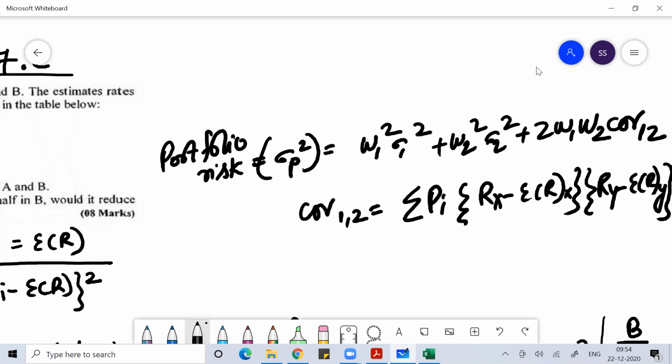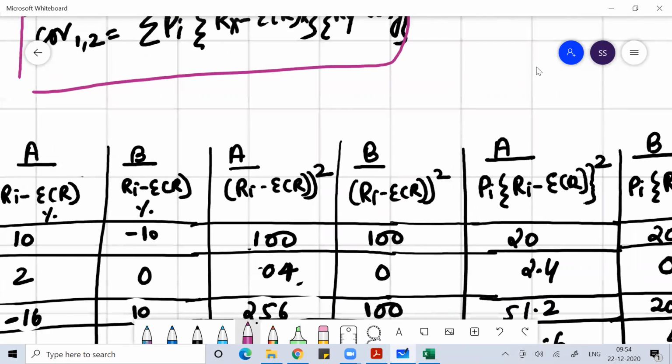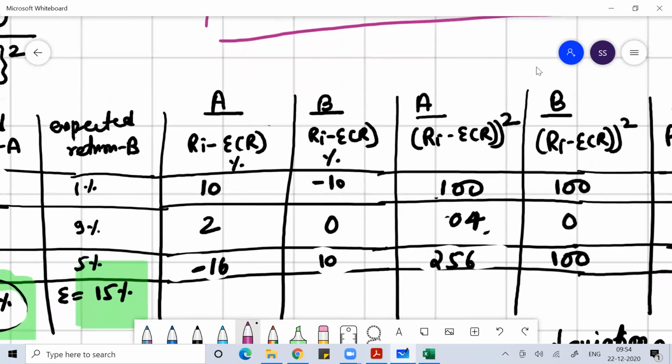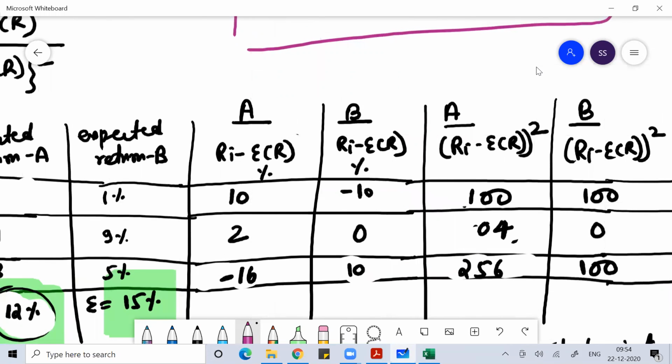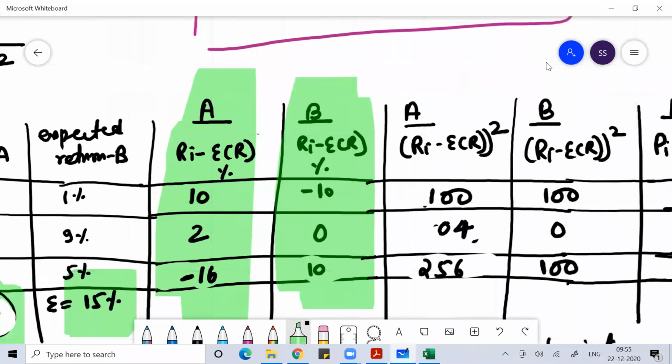This is the formula I have to use, the formula of covariance between 1 and 2. Clear everyone? So we already have Rx minus E(Rx) and Ry minus E(Ry). I need to multiply them with probability. So can I start?